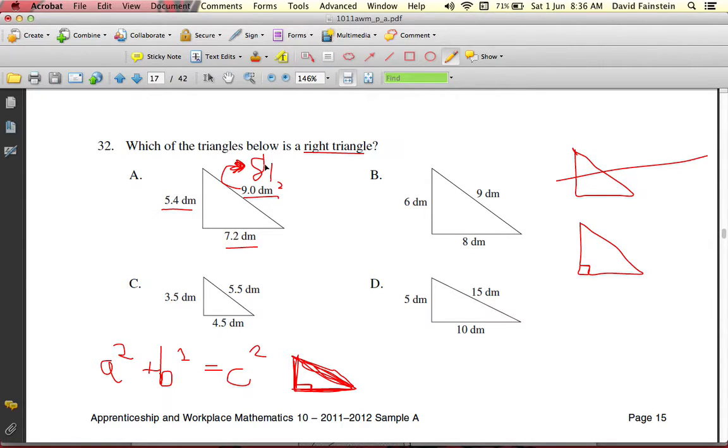Okay. Well, I guess I got it right. I guess that's a right triangle because this squared plus this squared equals that squared. And Pythagoras states that that must be a right angle triangle.